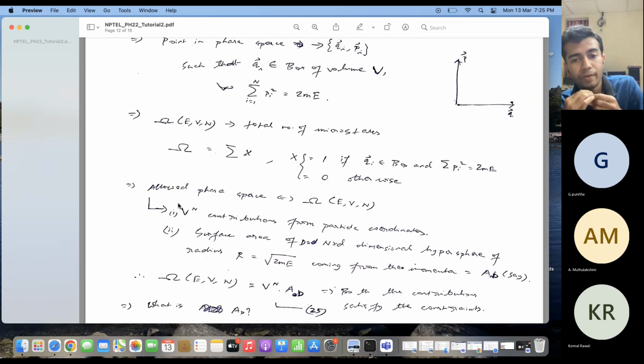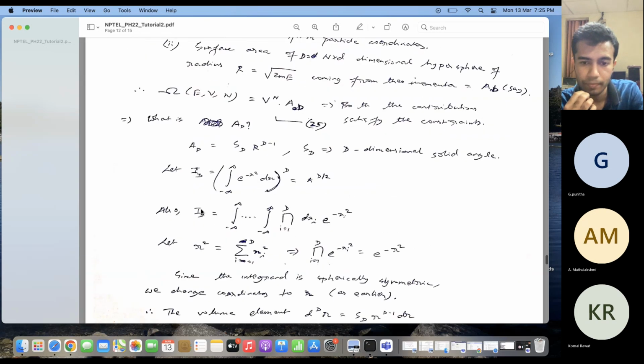Now, there will be V to the power N contributions only if I can distinguish between my particles, right? If I can say that this particle is different from that particle, then if I interchange their positions, I get a different configuration. In that way, if I calculate all contributions, they turn out to be equal to V to the power N. However, my ideal gas particles are not distinguishable from each other. That means even if I interchange their positions by keeping their momentum the same, they will have the same configuration.